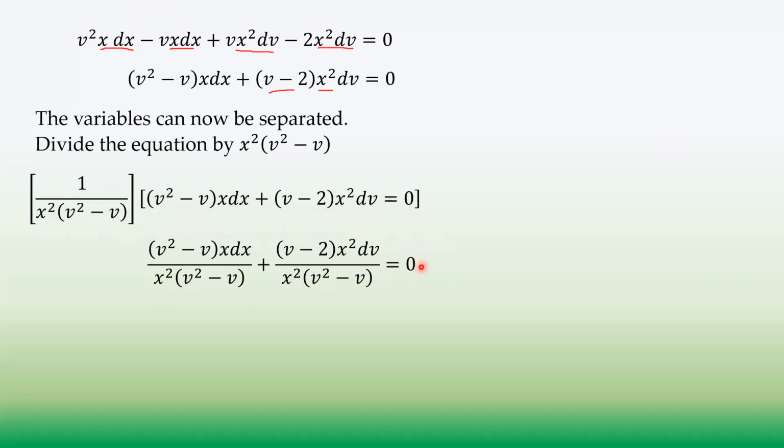Diba? 0 over any number is 0. Then, we can cancel v squared minus v. Cancel na yan. Cancel din dito yung x. Then, cancel yung x squared. Okay. Simplify natin. Rewrite natin ulit. Meron lang dx over x plus v minus 2 dv all over v squared minus v equals 0. So, yun ang kinalabasan. Tignan nyo muna. Itong una, integrable na ito di ba? Dx over x. Okay. Usin natin.